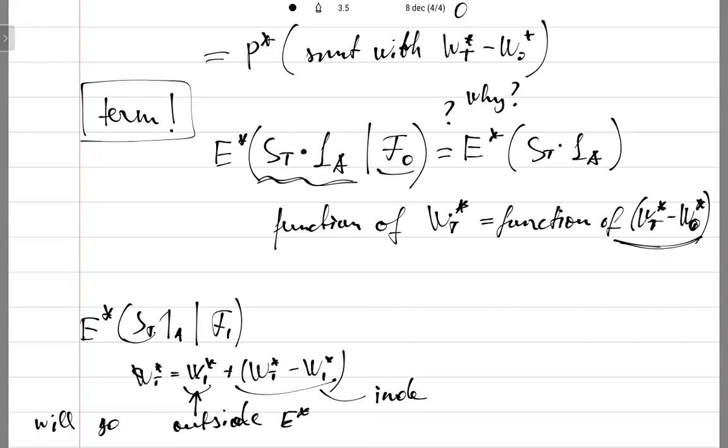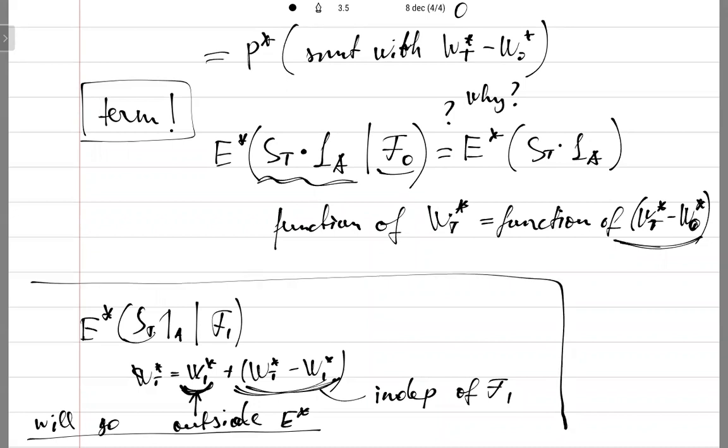I will represent the value I would like to calculate as a sum of something that is perfectly known at time moment one, and this value will go outside the expected value. And the other part will be independent of F1. So the basic idea will be the same. It is easier to work with time moment zero, but the idea will work for any time.